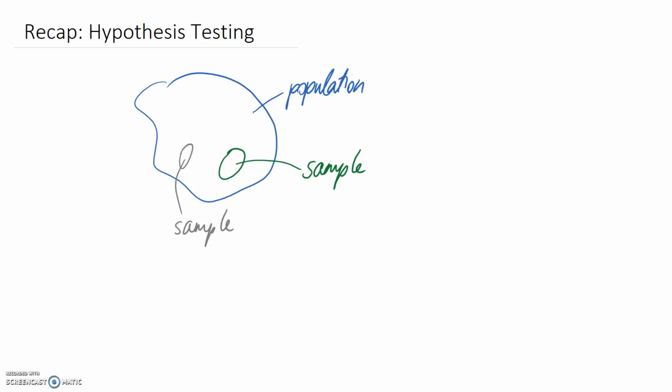I guess the important thing to note is that there is some uncertainty in making these comparisons because you're only taking a sample of the basketball players. You're not looking at every single one. If you were looking at every single one, then you would be able to conclude definitely whether they were taller or not taller.